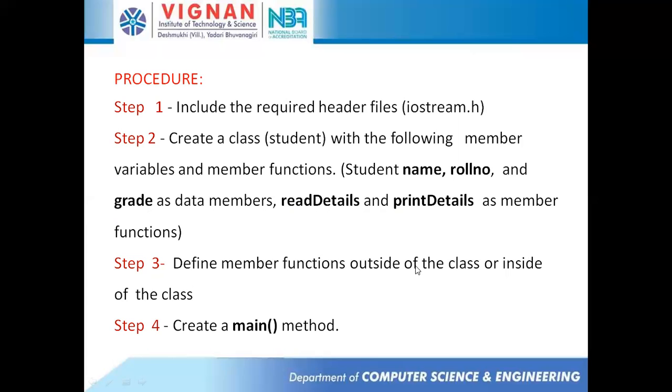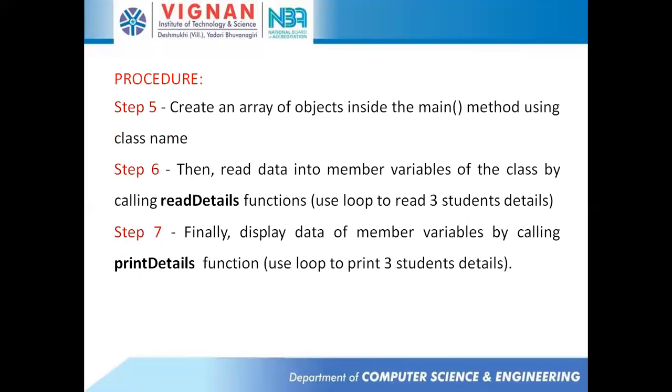This can be defined either inside or outside of the class here, right? Suppose if you want to define the member functions outside of the class, the member functions must be declared within the class only here, right? So the fourth step is create the main method, right? When we start the main method definition here, because your program execution begins from the main method itself here, right? So within the main method, the first step is you have to create array of objects here by using the class name itself, then call the member function read details, and then call the member function print details here. Read details is for taking the inputs from the user, print details is for displaying the result here.